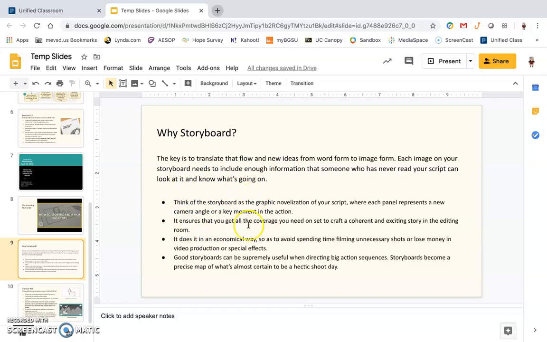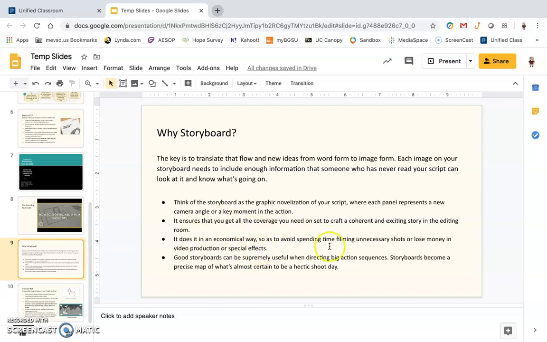So think of a storyboard as a graphic novelization of your script, where each panel represents a new camera angle or key moment in the action. So just taking your script and graphically novelizing that. It also ensures you get the coverage that you want, and you're not missing any shots, similar to your shot list, which you did yesterday.